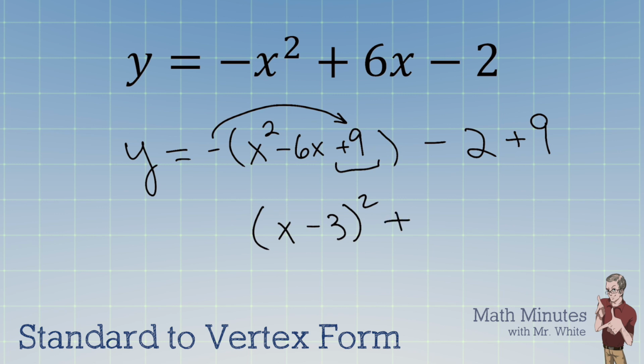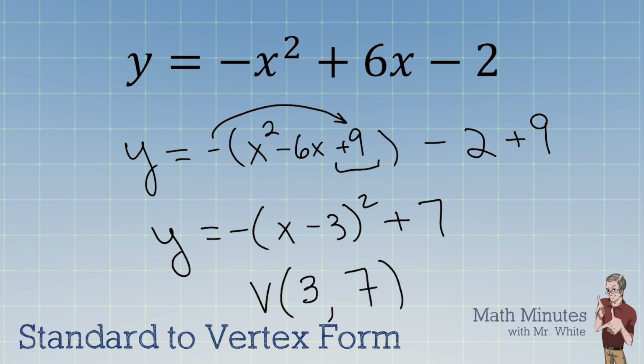So we have plus 7. So y equals the quantity, and I need to put the minus sign in the front. That's still there, of course. Minus 1 times the quantity, x minus 3, the quantity squared, plus 7. So the vertex here would be at 3, 7. And this parabola opens down. So it would be concave down like a frown because that leading coefficient is negative.